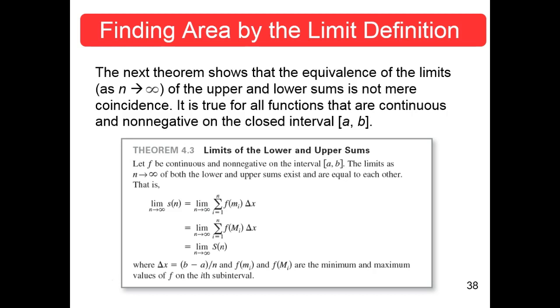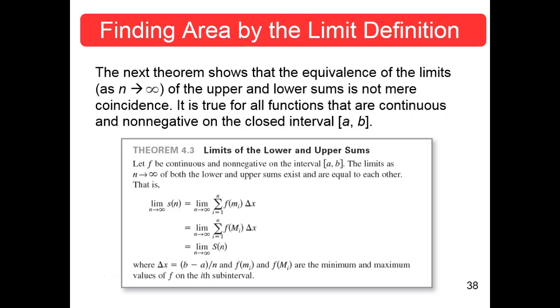I raced through that, and hopefully you won't need any more of this. Let's look at this theorem. The next theorem shows that the equivalence of these two limits, as n approaches infinity, of the upper and the lower sums is not mere coincidence. It's true for all continuous functions.